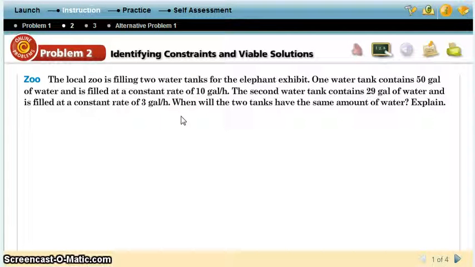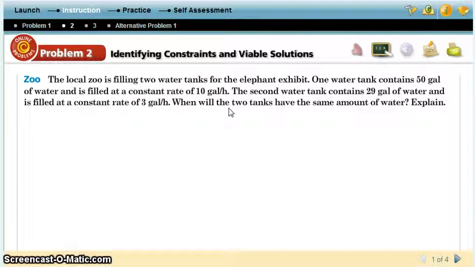Could we have 0 gallons of water in our tank? And theoretically, yes, we can. Now, right now, we have at least 50 and 29, but we could have no water. We could also have no water going in. We could stop filling the tank up. So that would be 0 gallons per hour because we're not filling it up.